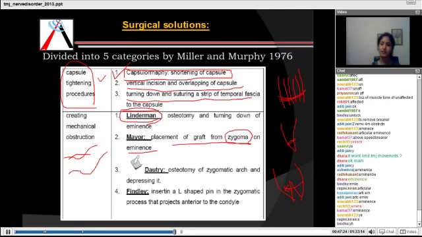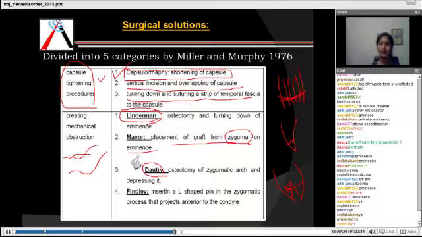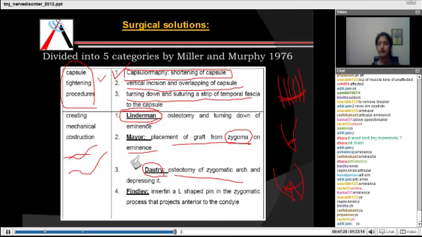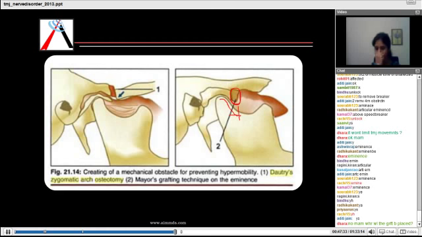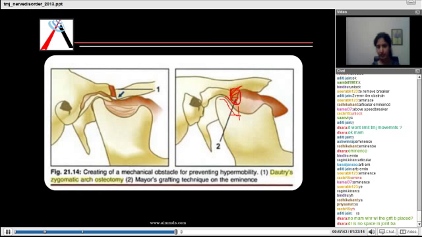Okay, next is the Daughtry. In Daughtry, he did an osteotomy of the zygomatic arch and depressed it. Now what he did, the graft will be placed on the articular eminence. Here is your articular eminence, right? A graft is placed here. You can see this. An additional graft is added.